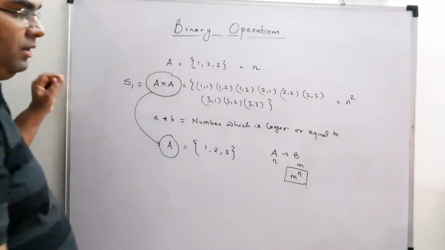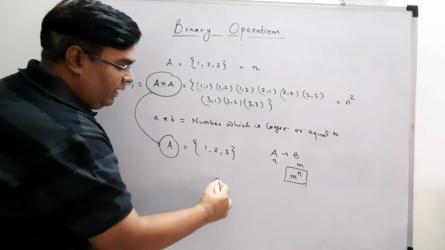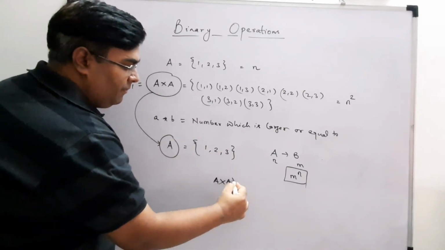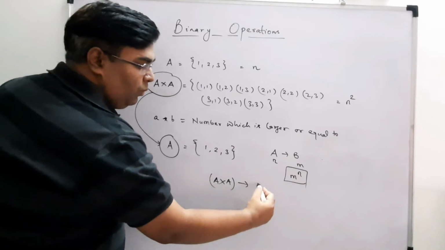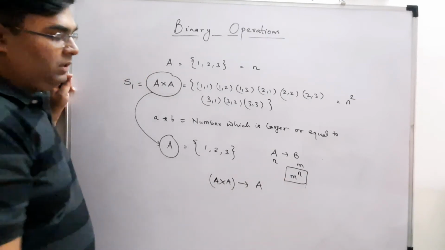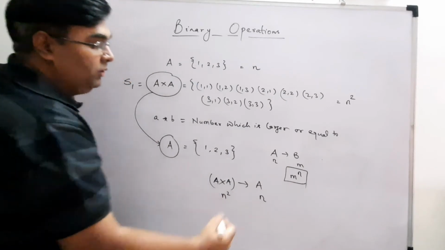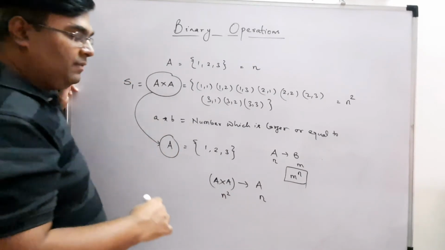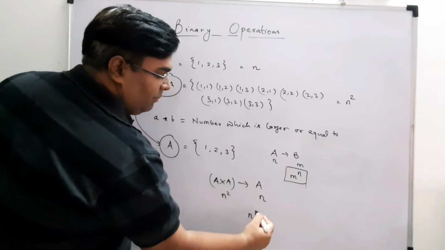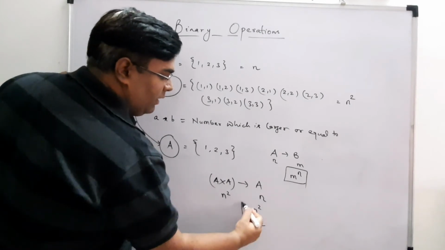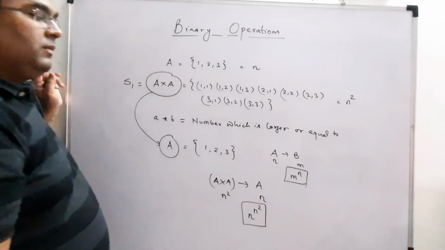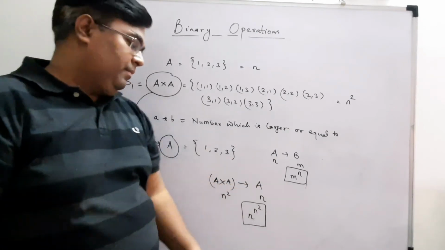Correct? So here my set is A cross A, and this is mapping to A. A cross A has n square elements. So my total number of binary operations will be n power n square, using this formula.